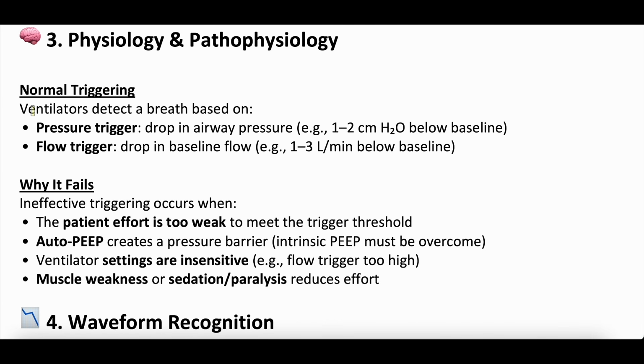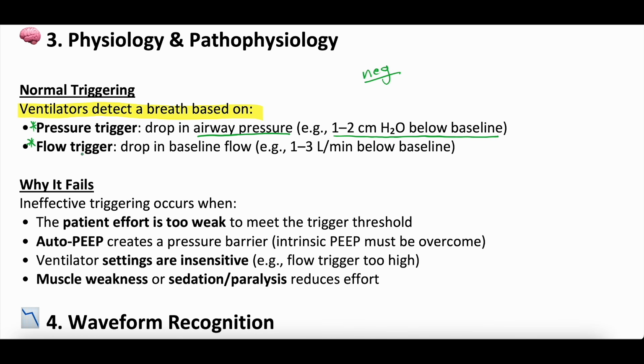Well, normal triggering, as we said, ventilators detect a breath based on a couple different things. One of those things can be a pressure trigger, and one can be a flow trigger. You set this on the ventilator. The pressure trigger is when there's a drop in airway pressure, usually 1 to 2 centimeters below the baseline. Again, this is set on the ventilator because you have a patient who's got an endotracheal tube in their mouth, into their trachea, attached to the ventilator. This is a closed circuit. So when the patient tries to breathe in, it creates negative pressure in that circuit, right? You try to take a breath in, that's going to create negative pressure. And that negative pressure, if you have a pressure trigger, drops the airway pressure, and then that prompts the ventilator to be like, hey, they're trying to take a breath, and then it gives a breath.